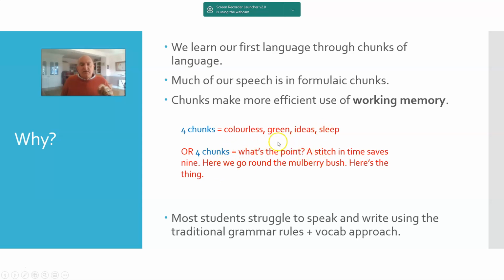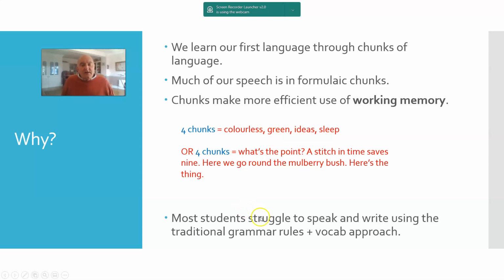So working memory could hold just those 4 words, or it could hold all that information there, because these chunks, like what's the point, are formulaic, they're unanalyzed. It's as if they're one word in a way. So if I said to you, a stitch in time, you would know the rest of that sentence, saves 9. If I said, here we go round, you'd probably know already that the rest is going to be the mulberry bush. So if we work in chunks like this, it allows students to hold in their working memories during classroom exercises more information, and they can therefore communicate more stuff, which makes language learning more satisfying. People would rather have things to say in sentences than just to know lists of words, for example.